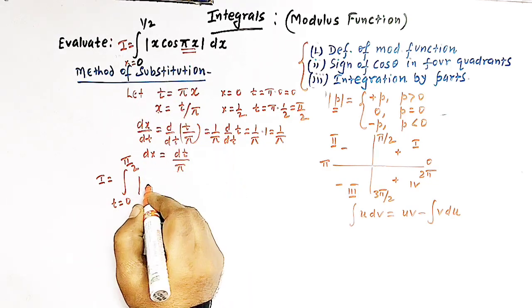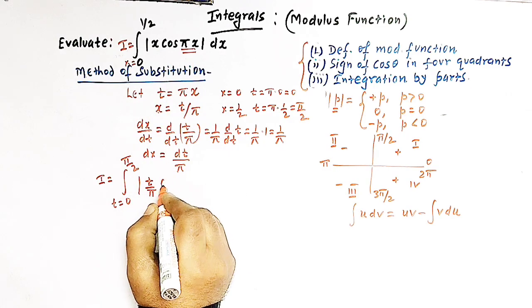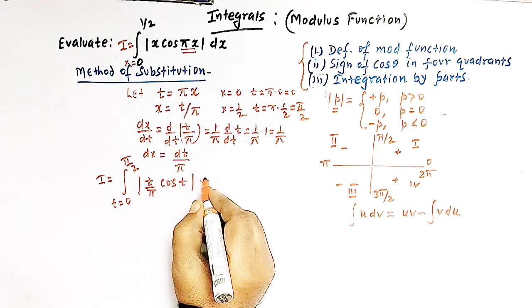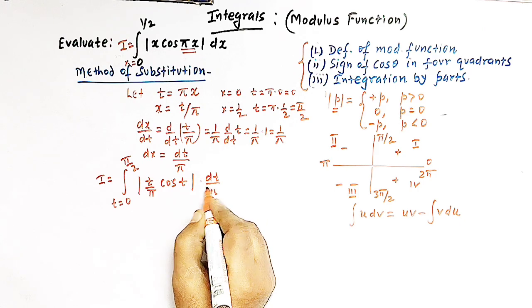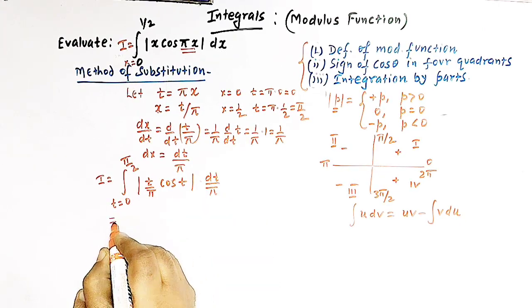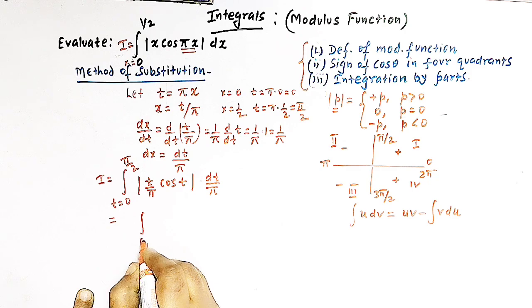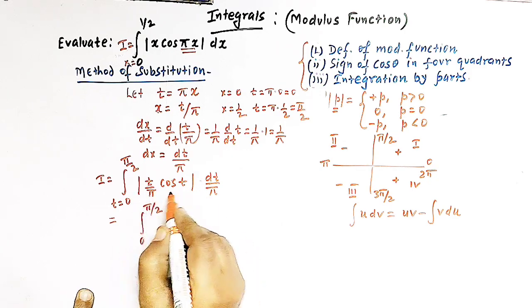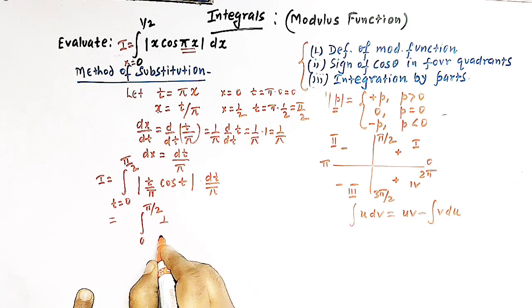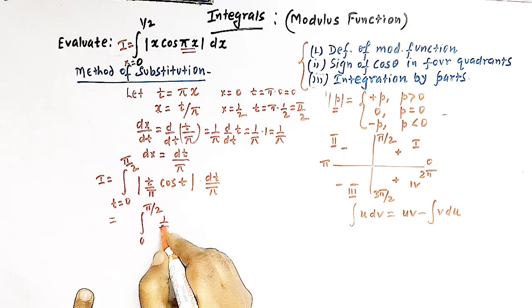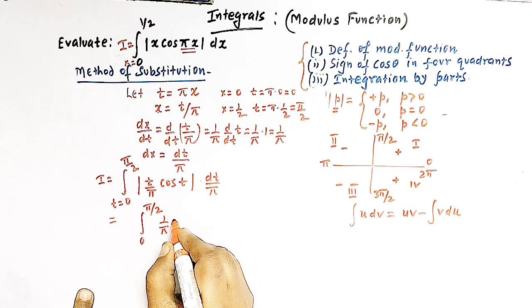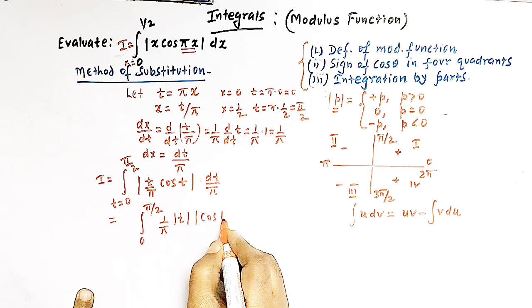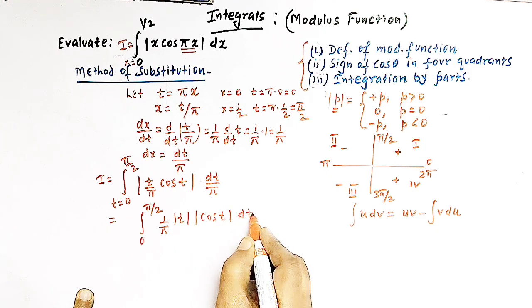So x is t over pi, and then we have cos of t, and then dx is dt over pi. So now we can write this integral as 0 to pi over 2, and here we have mod of t over pi cos t, right? So we can take 1 over pi, that is mod of 1 over pi is simply 1 over pi, and then we have mod of t, and then we have mod of cos t, and here we have dt over pi, right?